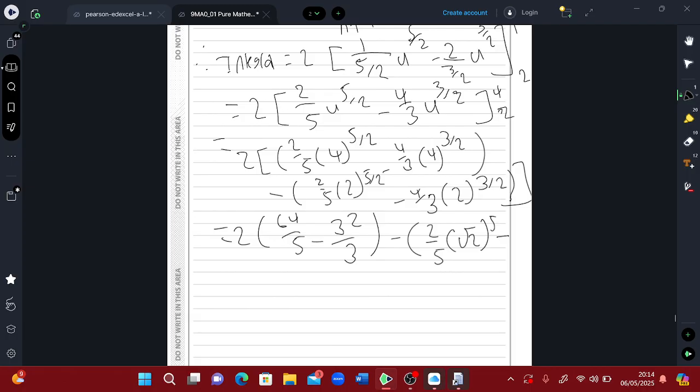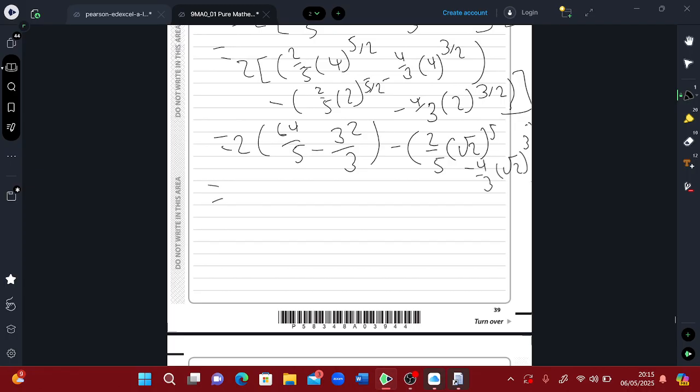So 4/3 of 2 to the 3 over 2 gives you a decimal. So you have to do that yourself. So 4/3. Again, it's going to be root 2. Minus 4/3 of root 2 to the third, to the 3. Okay, that's just index laws. There you go.